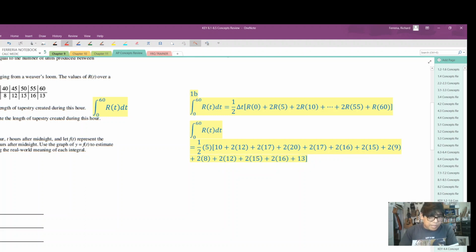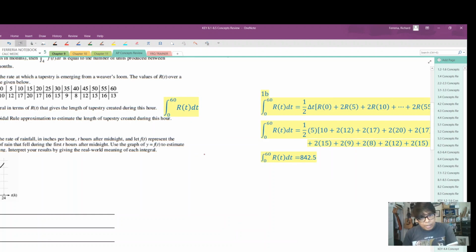But not necessarily difficult. I'm very confident that on an actual AP test, you wouldn't have 13 different numbers in here. After you've done that, you're just going to use your calculator to multiply and sum all that together. There we go. That integral is approximately equal to 842.5. We use an approximation method, so we're going to be close, but I'd be very surprised if it's exactly equal to 842.5.